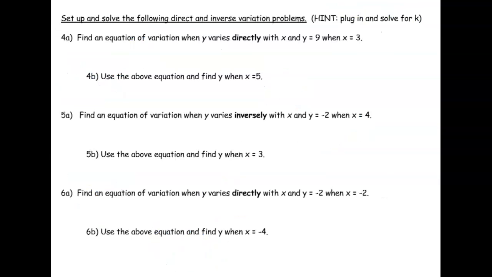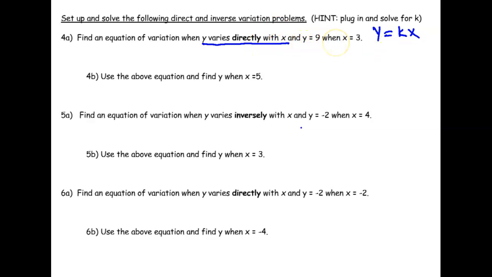Let's look at, okay, it says set up and solve the following direct and inverse variation problems. Hint, plug in and solve for k. Okay, find an equation of variation. y is varying directly with x. Okay, so that means y is equal to kx.